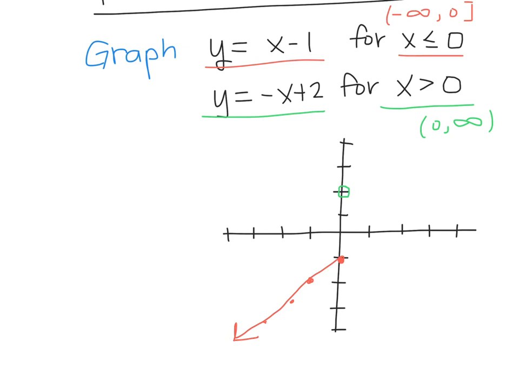Now the next point, if we use that slope of negative 1, we're going to go down 1 to the right 1. And we can find another point by going down 1 to the right 1. All right, we connect those points, and we get that.